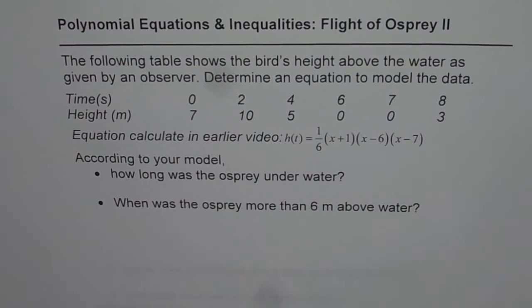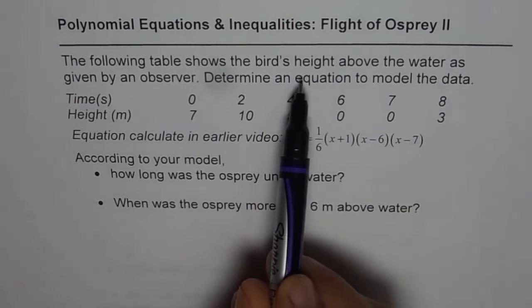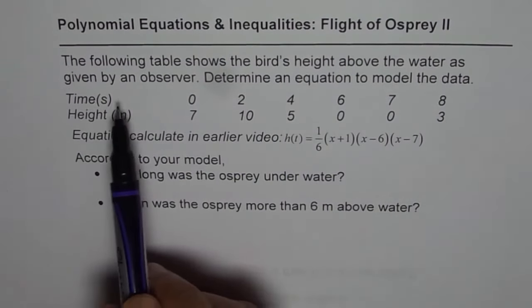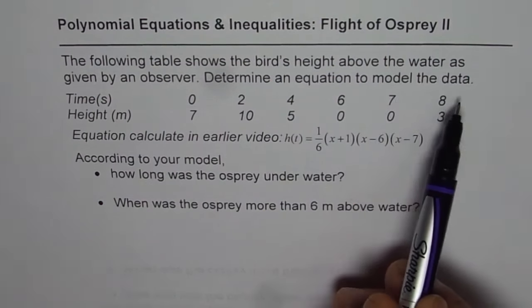I'm Anil Kumar, and in this video, we'll answer other 2 questions based on flight of osprey. In the previous video, we solved from the data, we found the equation of the flight of osprey. Now, let me remind you of what the question is. The question is, the following table shows the bird's height above the water as given by an observer. Determine an equation to model the data.